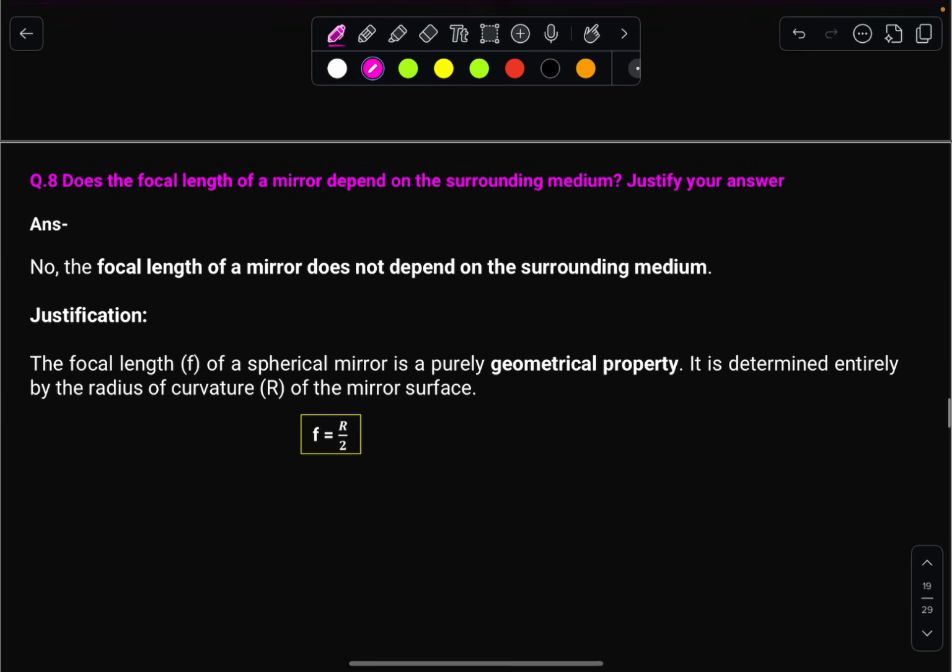Next: does the focal length of the mirror depend on the surrounding medium? Justify your answer. Look, focal length depends only on the radius of curvature. If this is a concave mirror right now in the air, and I keep it in water, kerosene, oil, whatever, the radius of curvature is not going to change, which means the focal length also does not change. But in the case of a lens it will be different. We'll cover that part also.